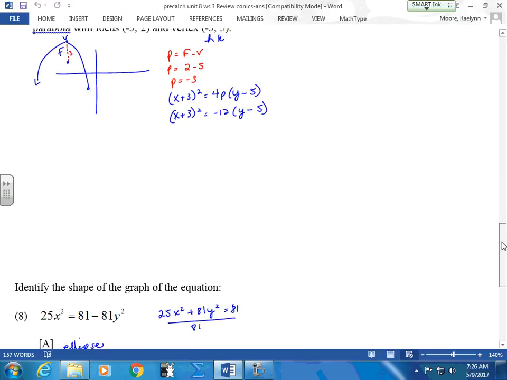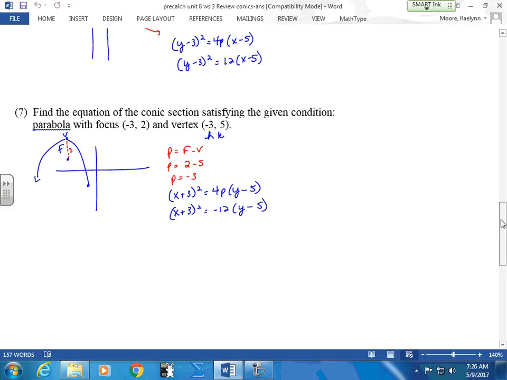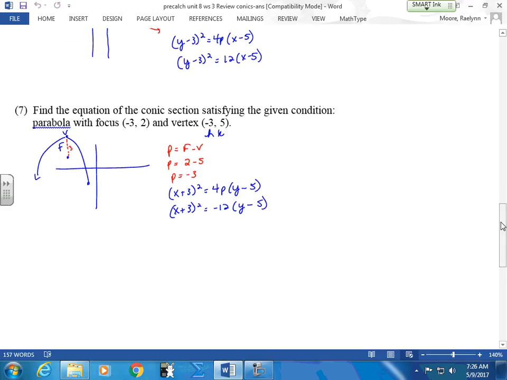Were these all find equations? Oh. Okay. There's another find an equation.